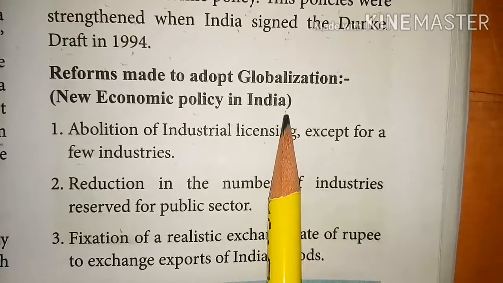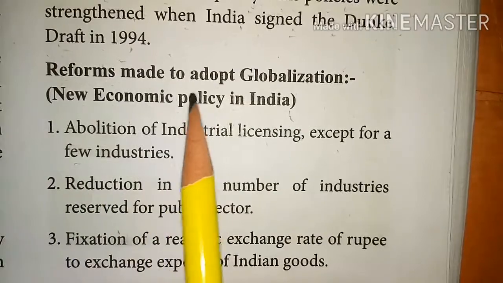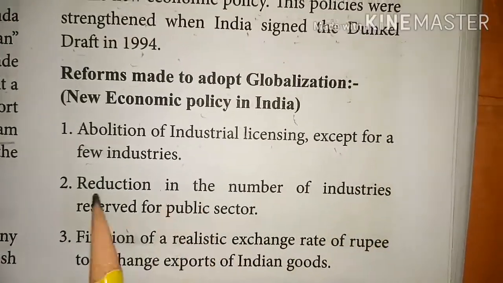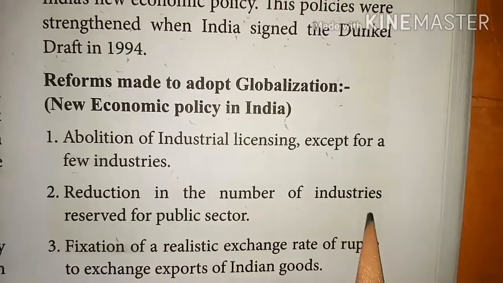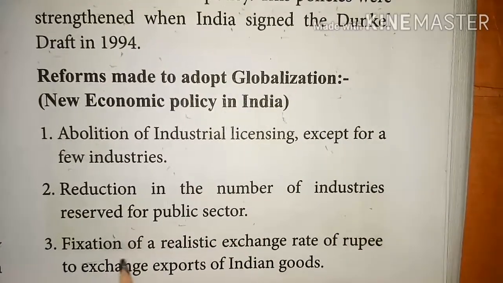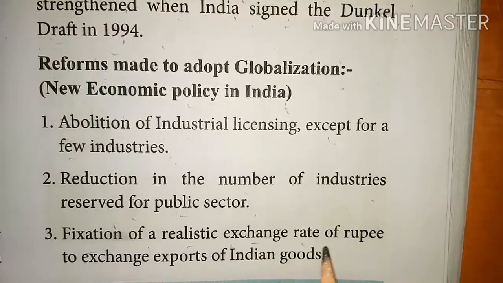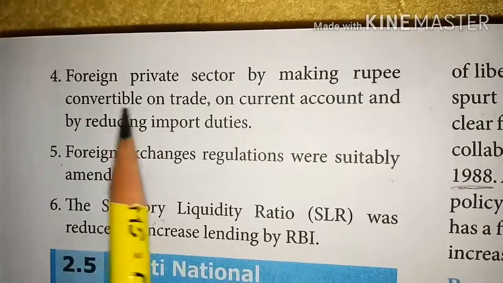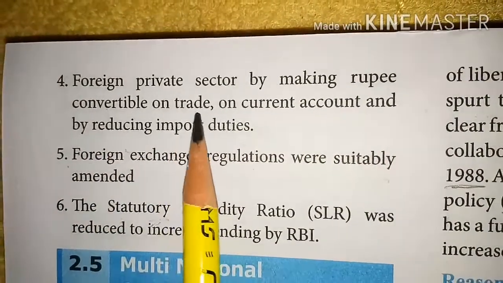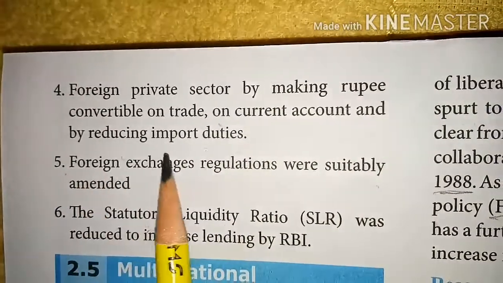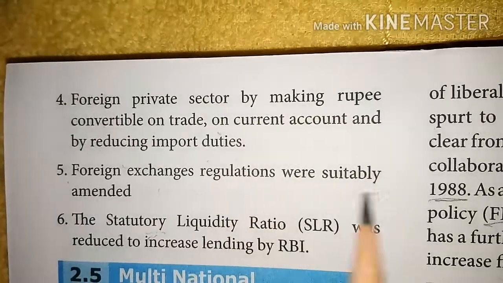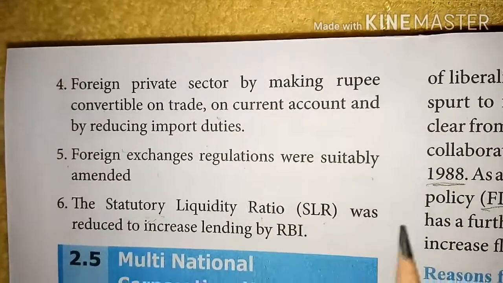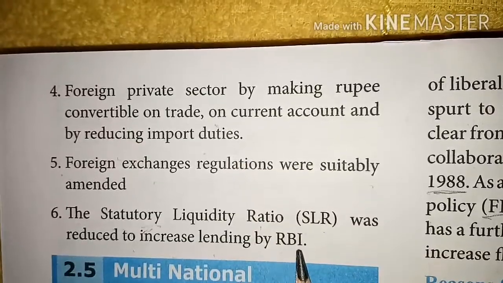Already we have studied the new economic policy and the reforms made to adopt globalization. First, the abolition of industrial licensing except for a few industries. Reduction in the number of industries reserved for the public sector. Fixation of a realistic exchange rate of the rupee to encourage exports of Indian goods. Foreign private sector was encouraged by making the rupee convertible on trade on current account and by reducing import duties. Foreign exchange regulations were suitably amended. The statutory liquidity ratio, SLR, was reduced to increase lending by the RBI.